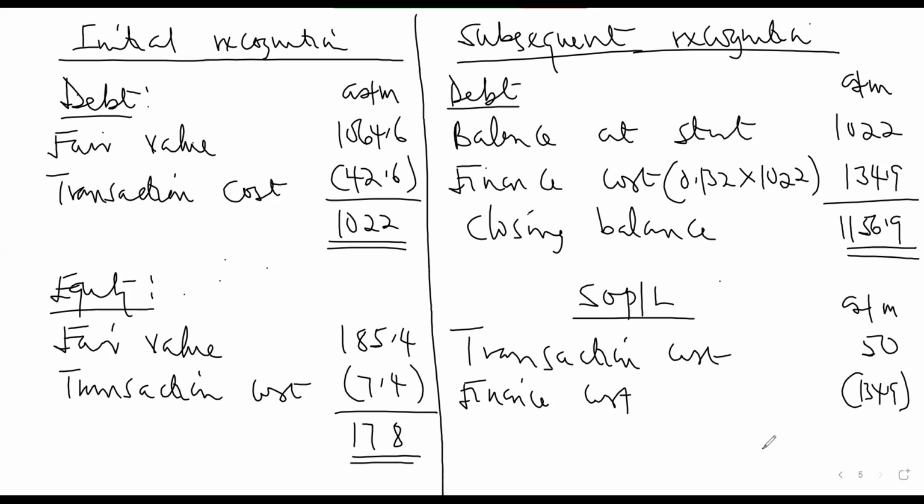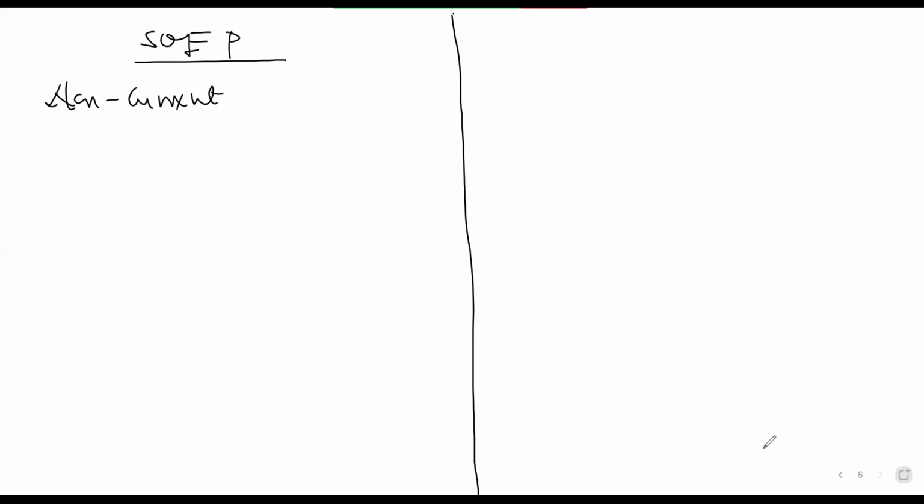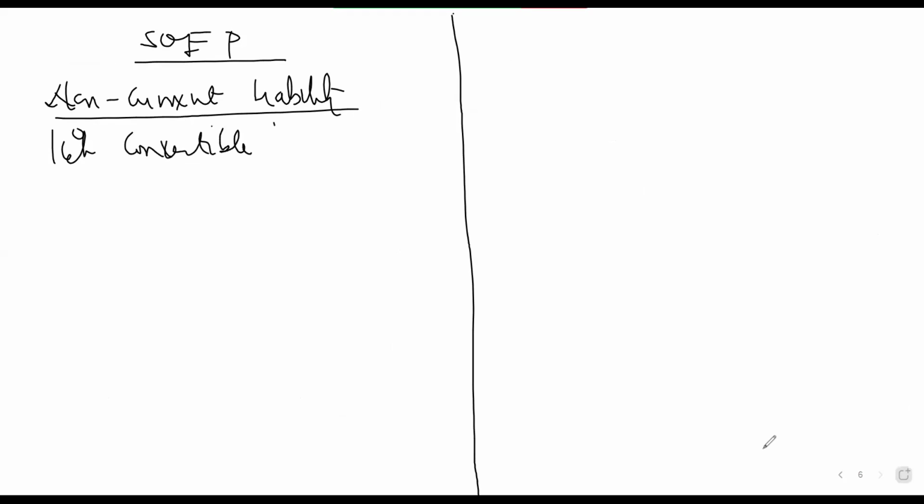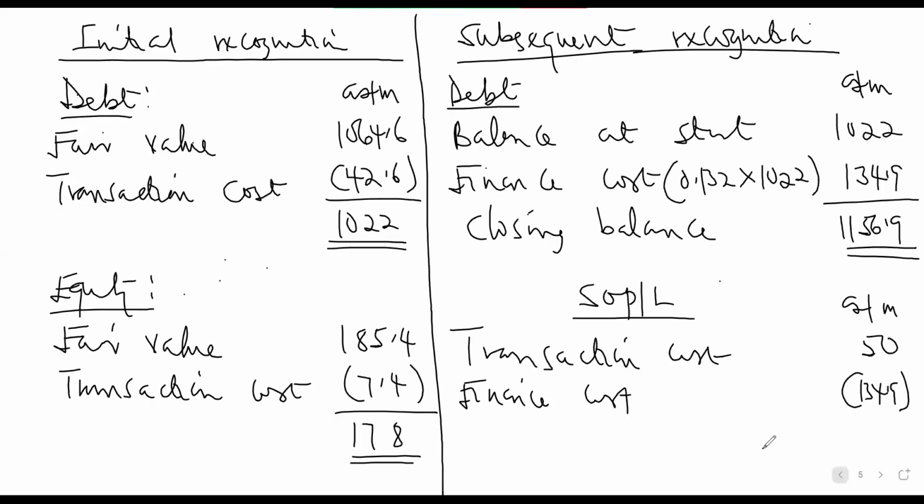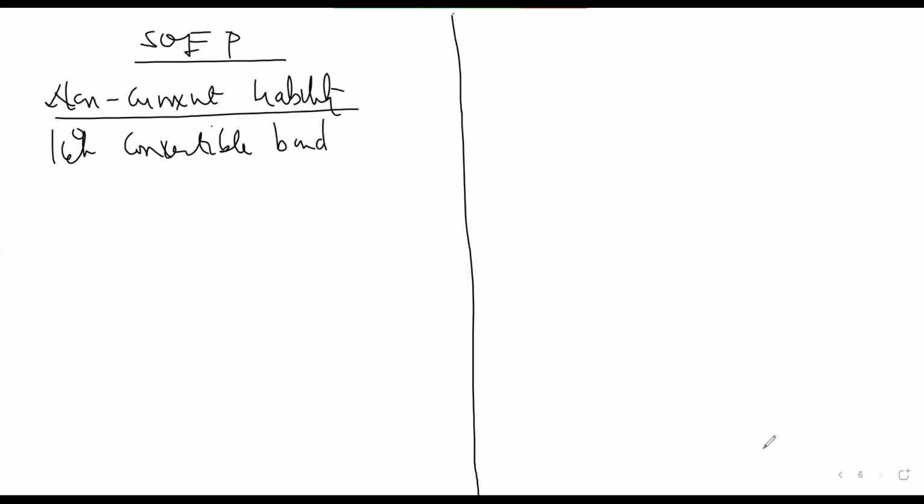Let's look at the statement of financial position. Let's also correct what they have done there. Okay. So statement of financial position, what is going to be happening? We are going to be having non-current liability, which is going to be 16% convertible bond. Okay, how much is supposed to be the balance there? 1156.9.